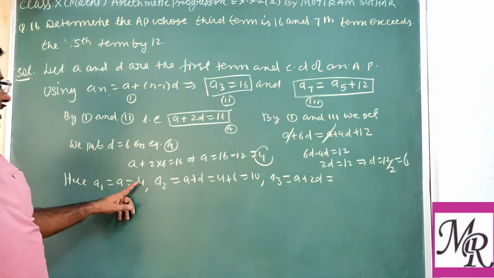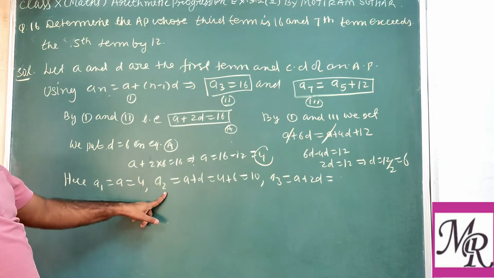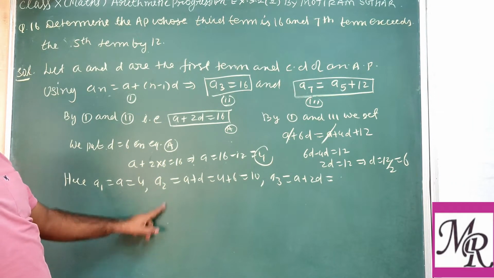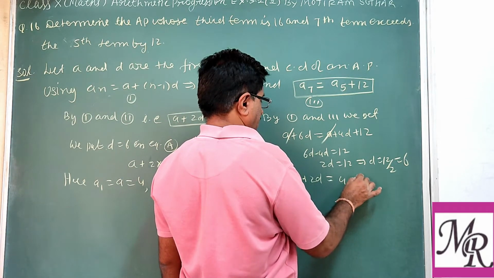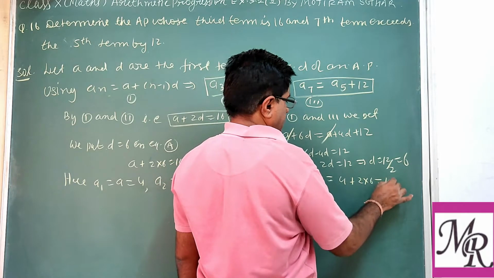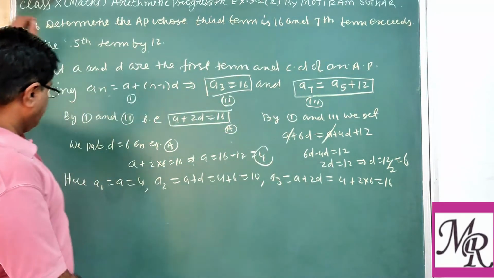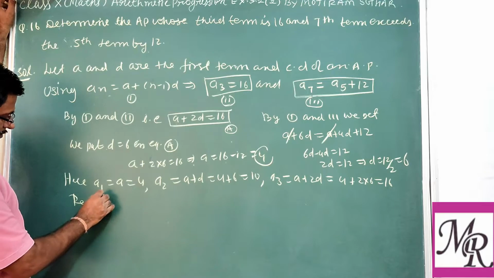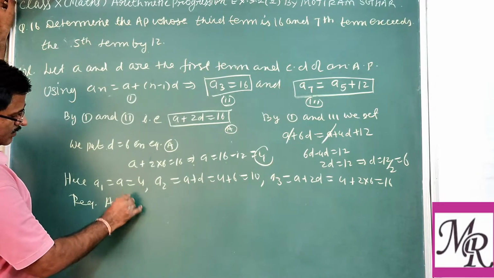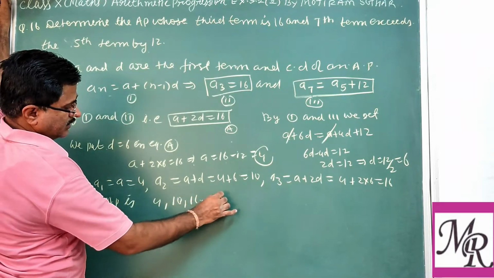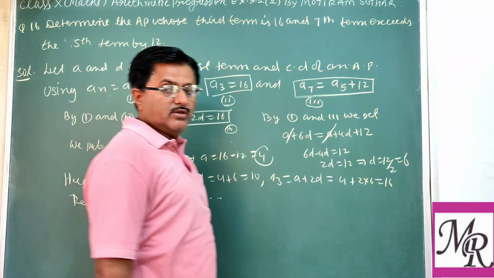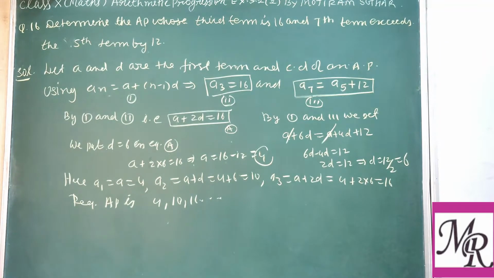So the first term we are getting is 4, second term 4 plus 6, and third term a3 means 4 plus 2 into d, that is 16. So the required AP is first term 4, second 10, third 16, and so on. So in this way you can find the AP.